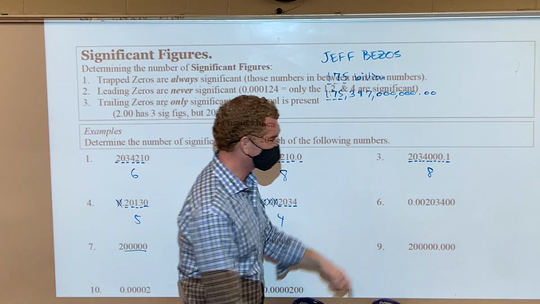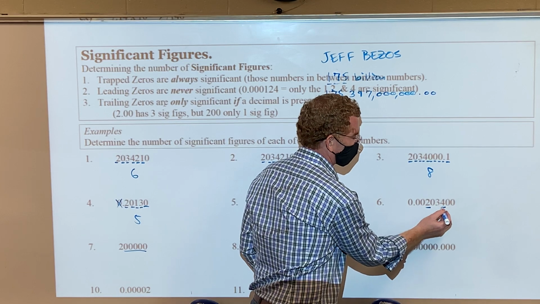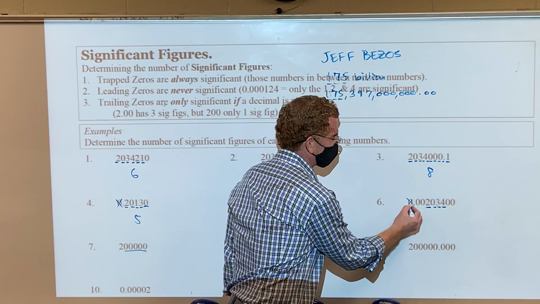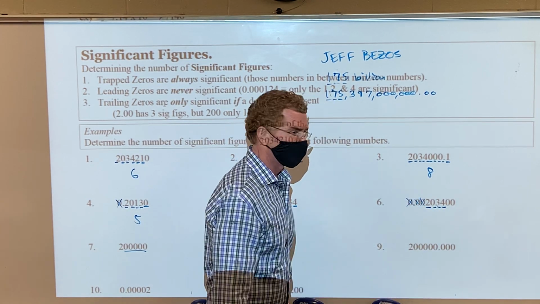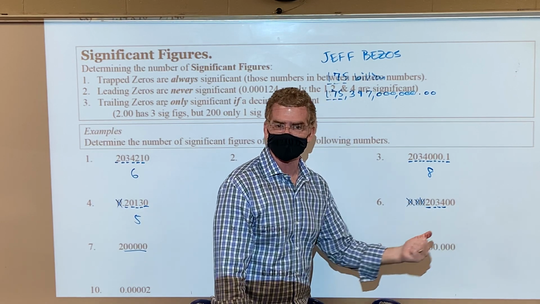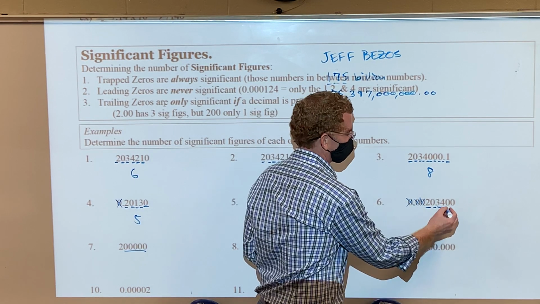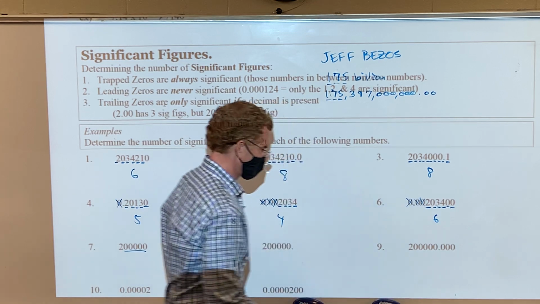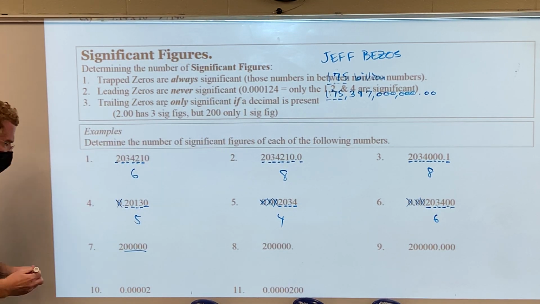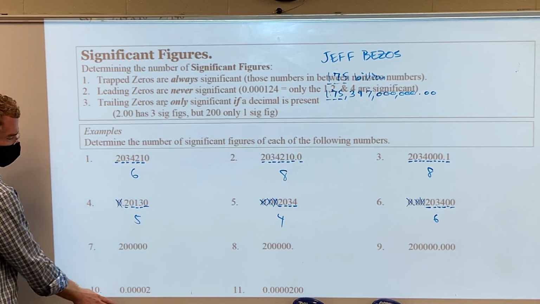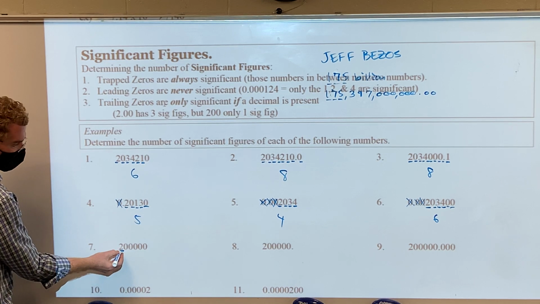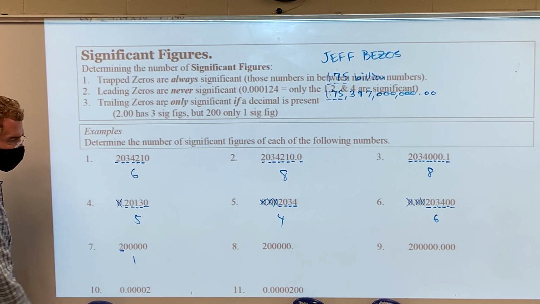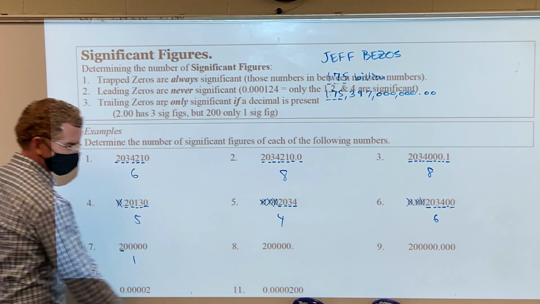And then over here, definitely the 2 and the 4 and everything in between. Definitely no leading zeros, but trailing zeros count because there's a decimal present. So 6. Number 7, how many SigFigs, or significant digits? Just 1 because there's no decimal. But 8 because there is a decimal.